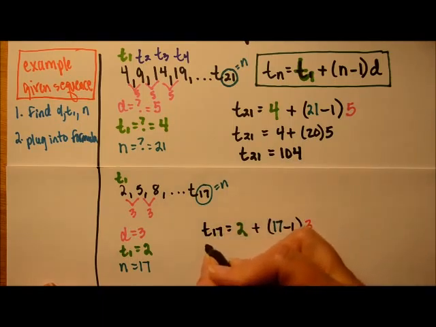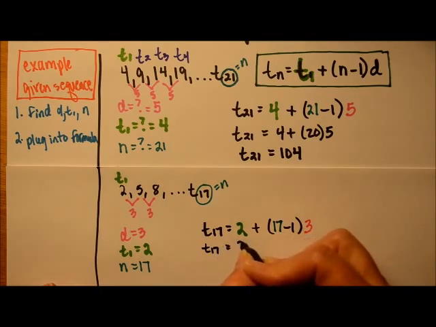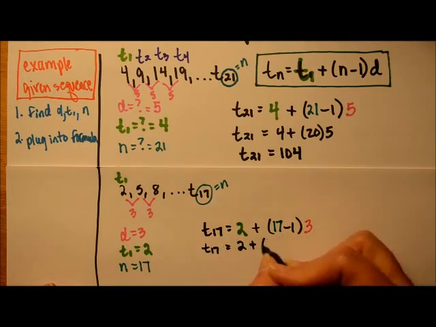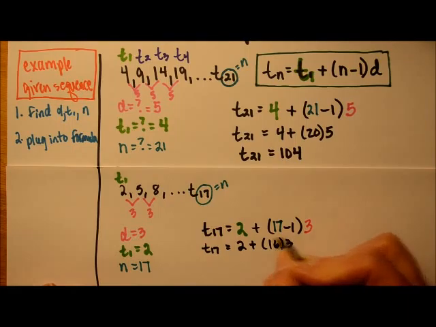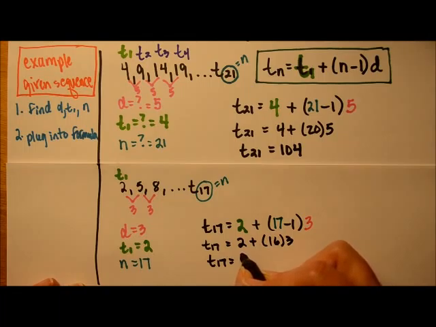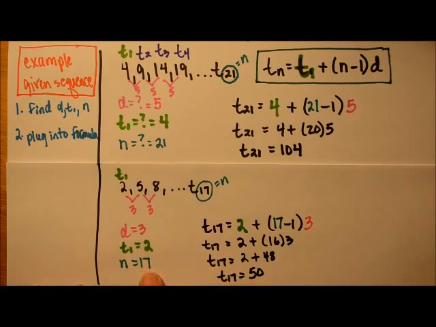Now all I have to do is simplify it. So T17 equals 2 plus 16 times 3, or T17 equals 2 plus 48, or T17 equals 50. So 50 is my answer. T17 is 50. So all I had to do was find those three things, plug them into the formula, simplify, and I got my term.